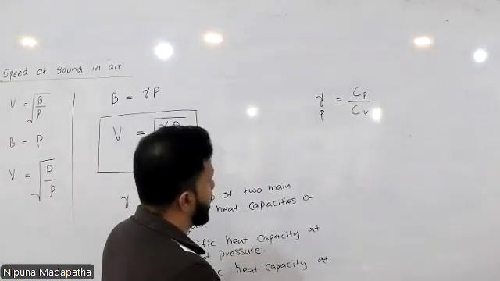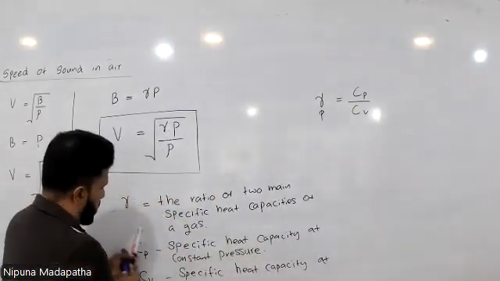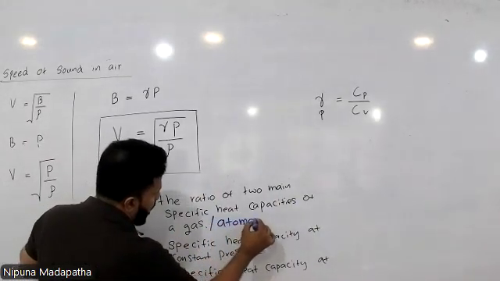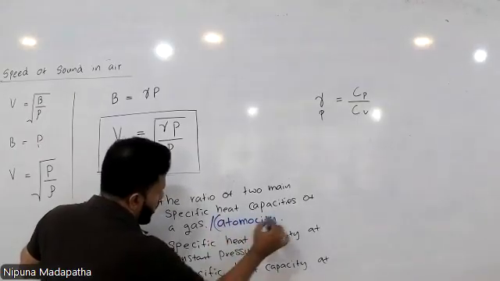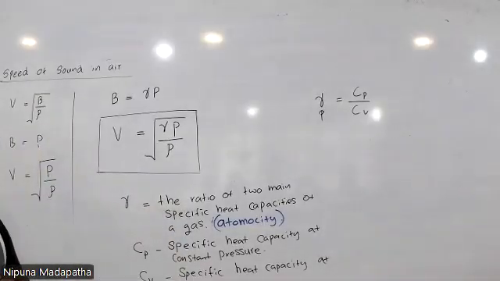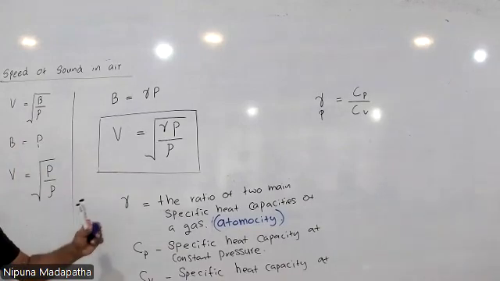And gamma is also known as atomicity. I think in chemistry you will study this, the gas processes: isothermal, adiabatic, isobaric. Okay, this is known as atomicity. So this gamma depends on the number of atoms in a gas molecule.